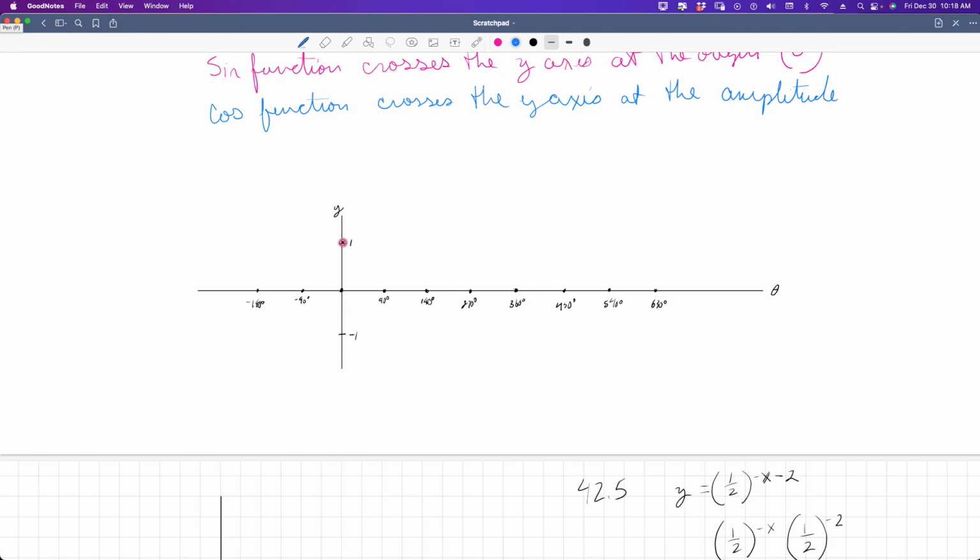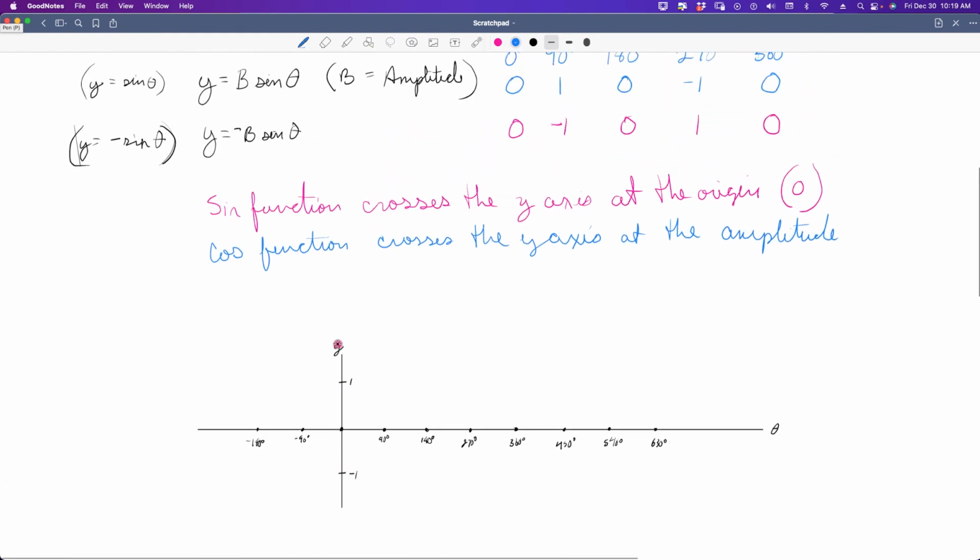Now, if it crosses at the top amplitude, guess what? It's a positive cosine function. If it crosses at the bottom, it is a negative cosine function. That should make perfect sense.